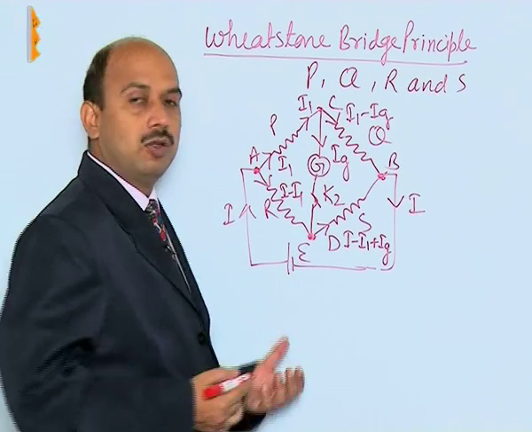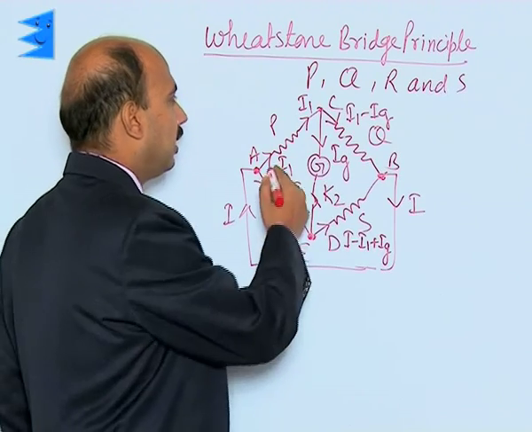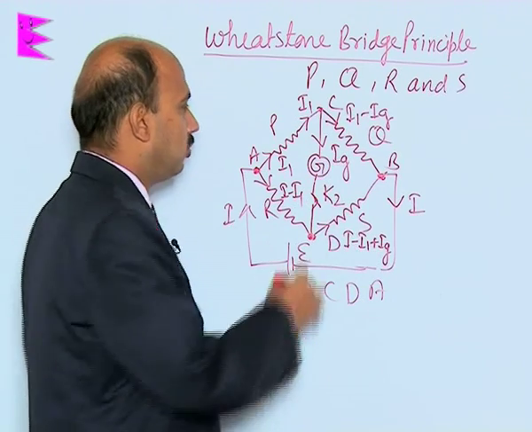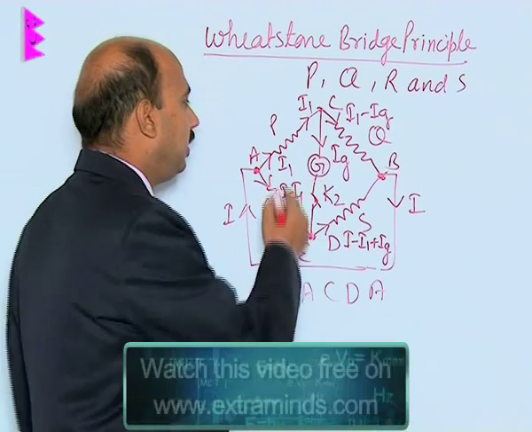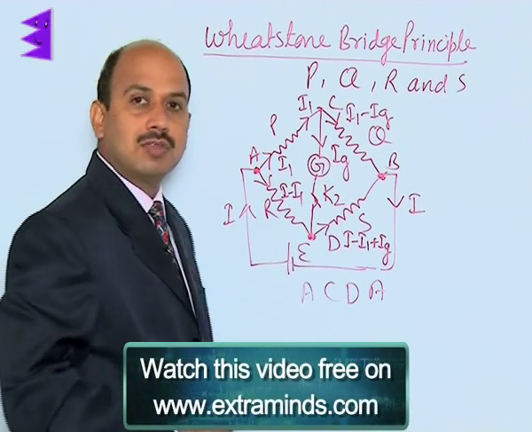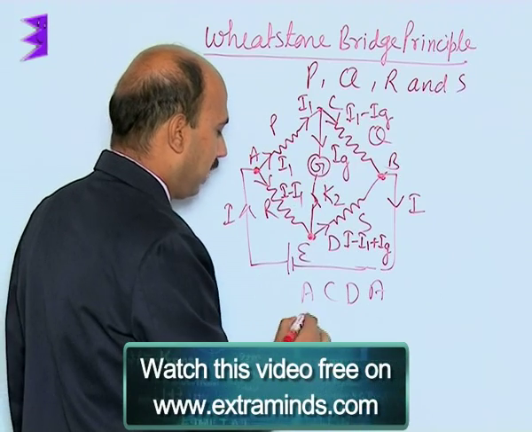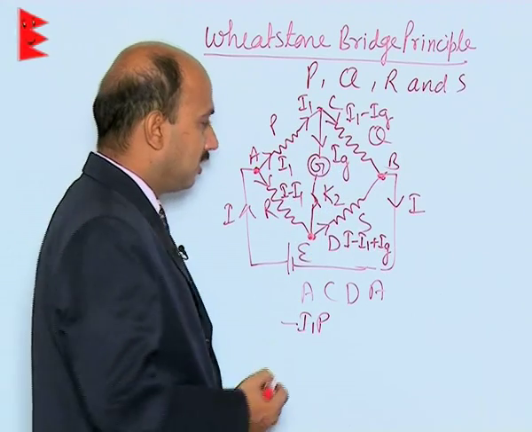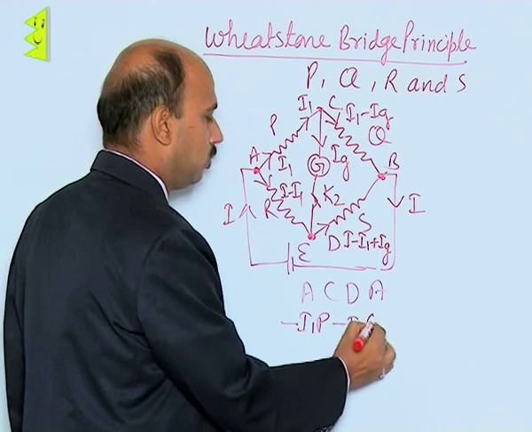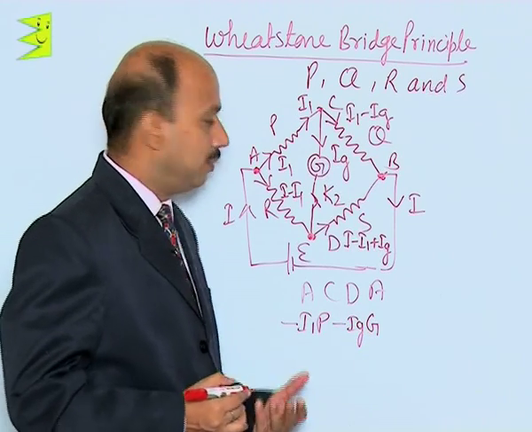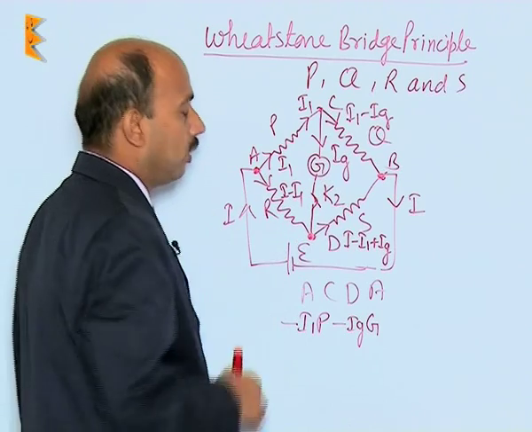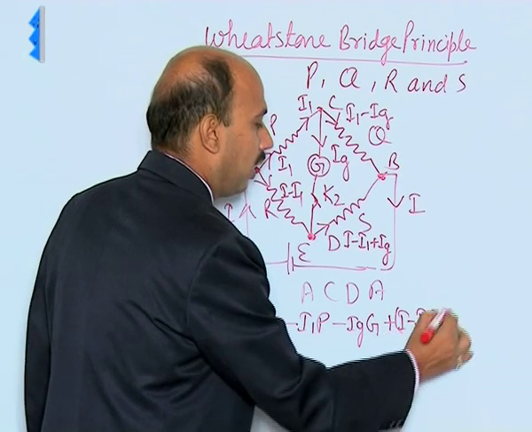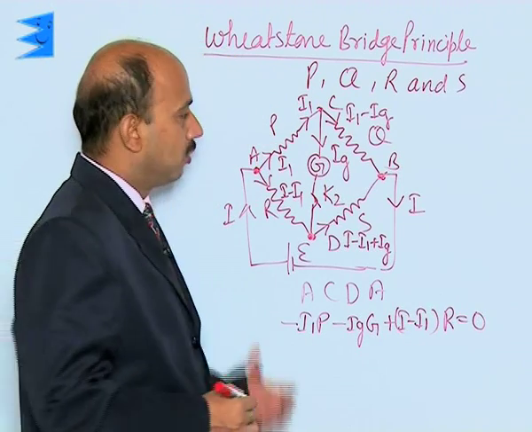So we can take two different loops and apply Kirchhoff's law. Suppose you are taking the loop ACDA. We are going clockwise. First we go A to C in the direction of current, that means higher potential to lower potential. So the potential difference can be written as minus I1P. In the galvanometer, C to D, we are also going in the direction of the current, so we can write minus Ig into G, where capital G is the resistance of the galvanometer. Now D to A we are going opposite to the current, lower to higher potential, so we can write plus I minus I1 into R is equal to 0. The loop is closed now.